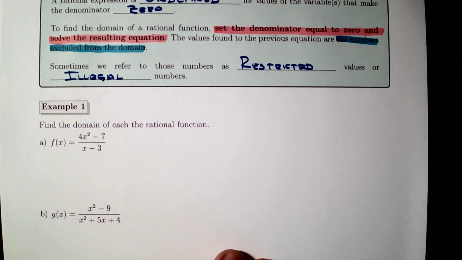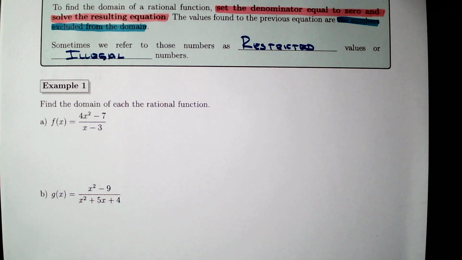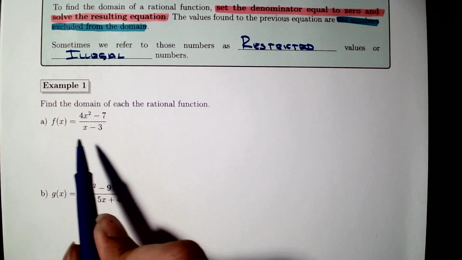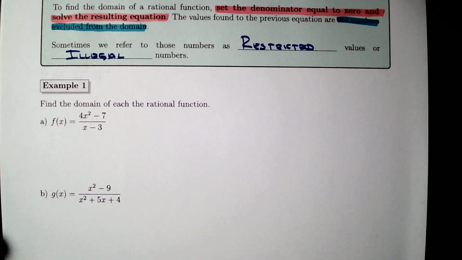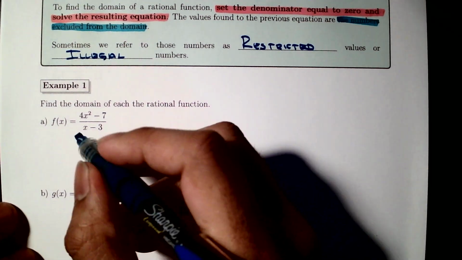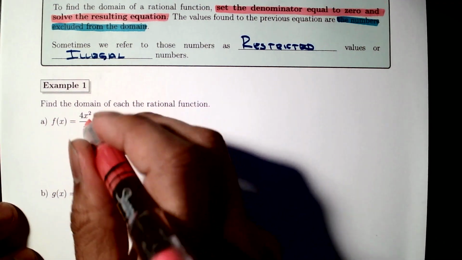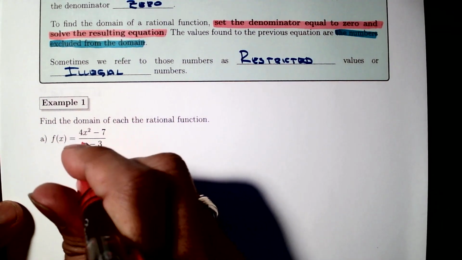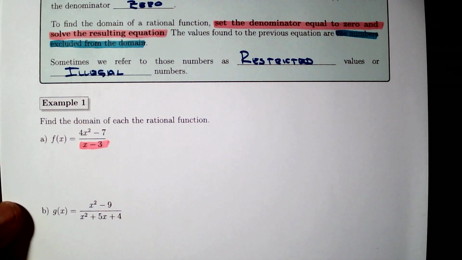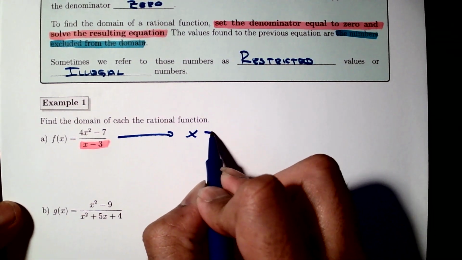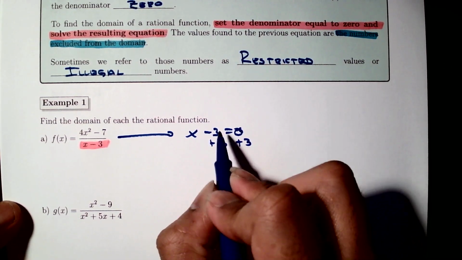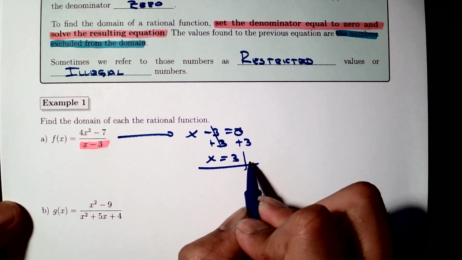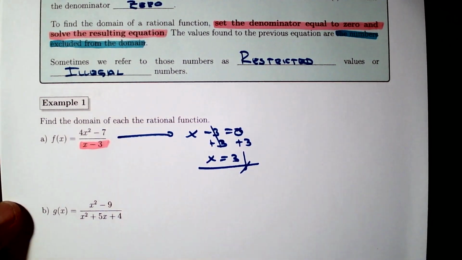Alright, so let's find the domain of this rational function. Notice, if you observe this function, we cannot just plug in any single value of x. Like x equals 1, well, that's going to work. But we're going to focus on the denominator only. So I'm going to highlight the denominator, set it equal to 0, and we'll solve the baby equation by adding 3 to both sides. x equals 3. This means that this is the number that gets excluded from the domain.